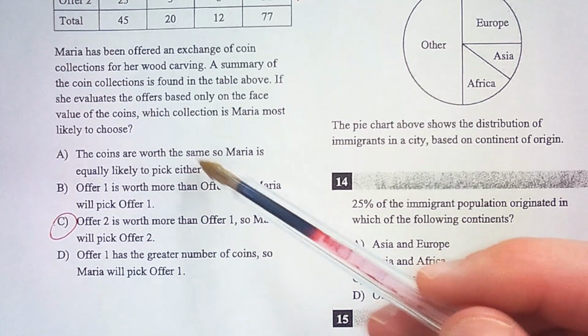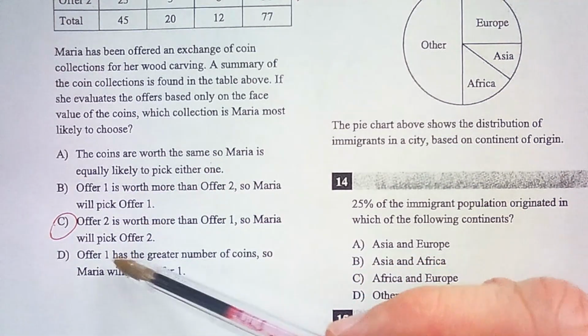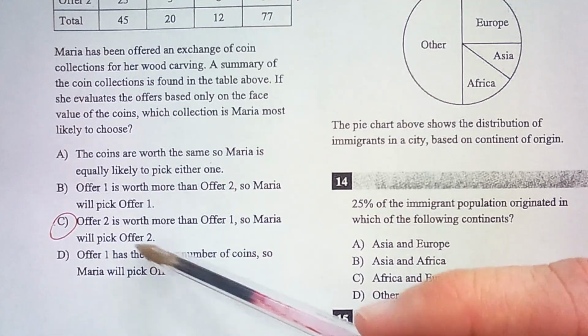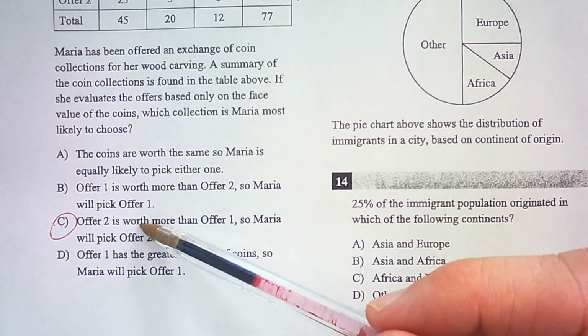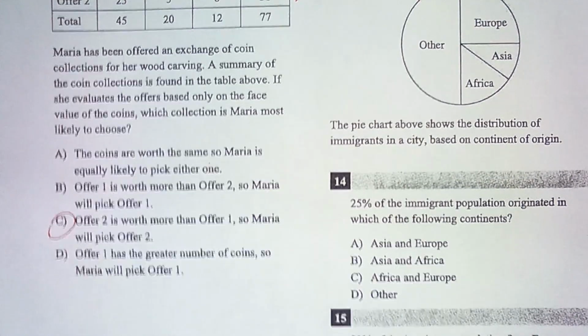Okay, so there's options of same value. Offer 1 is worth more, offer 2 is worth more, or just because offer 1 has the greater number of coins. But offer 2 has the greater value, so Maria is most likely to choose that offer.